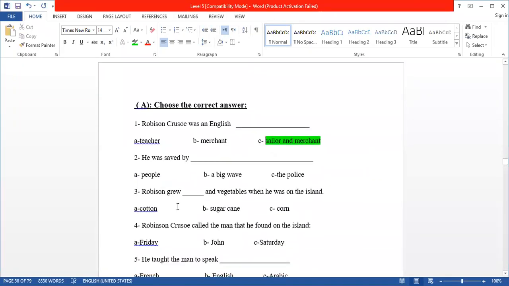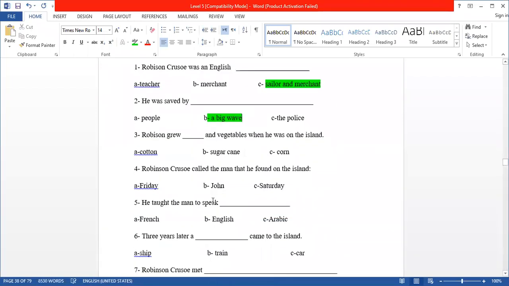2. He was rescued by the people, a big wave, or the police. Number B, a big wave. A big wave carried him to the shore of a small island.